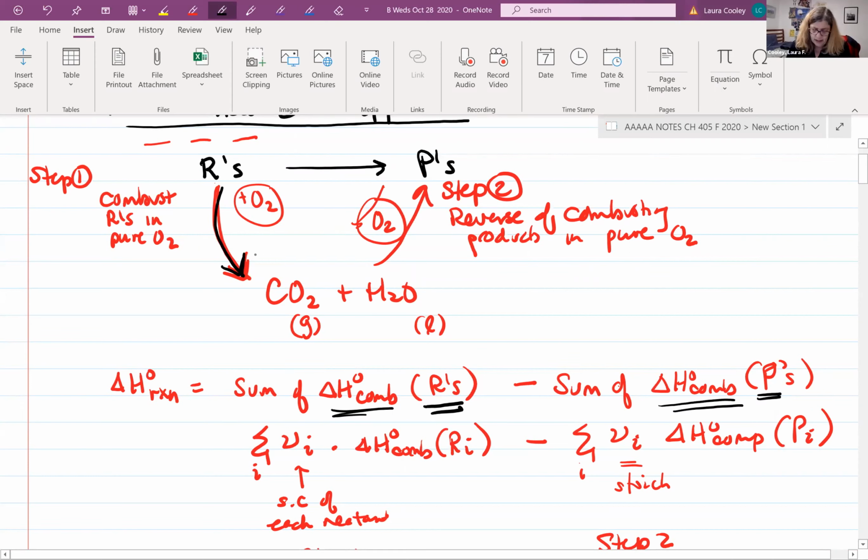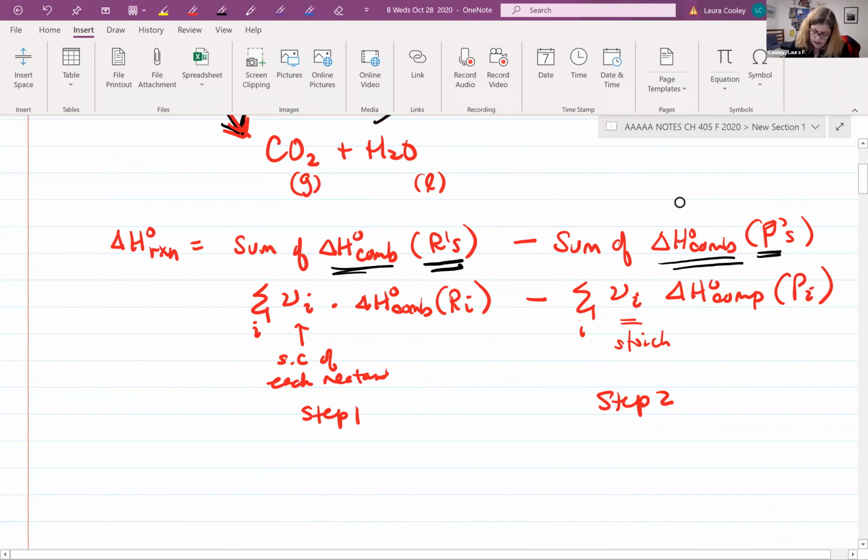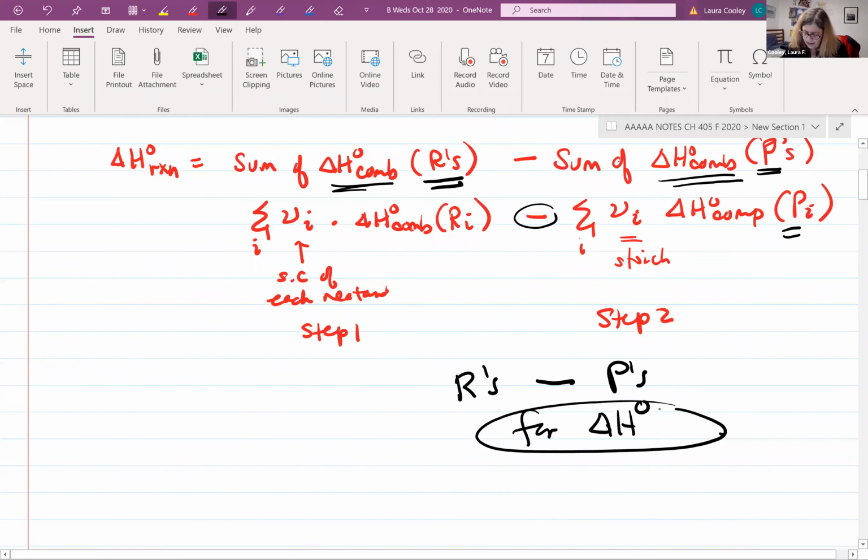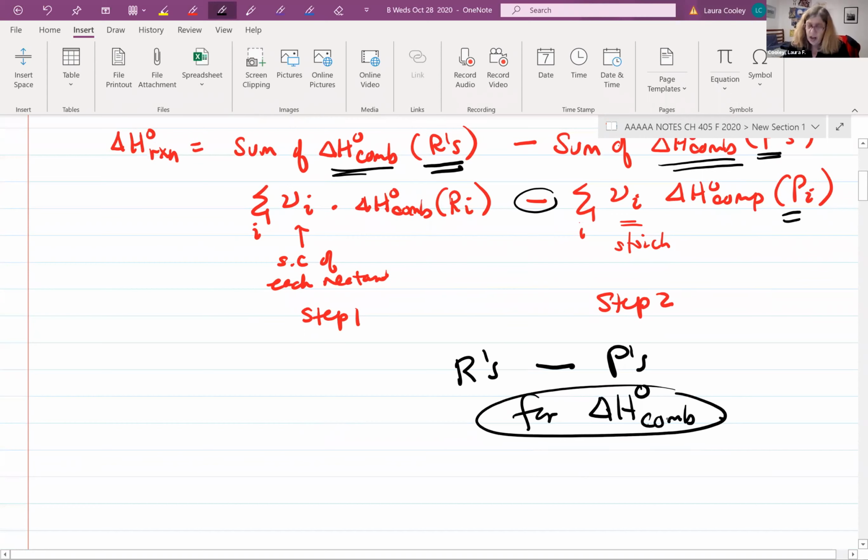This first step is combusting reactants. So it's going forward in the combustion of reactants, and reverse, right? This arrow here is the reverse of the combustion of the products. So that's why now the negative sign is in front of the products one. So that's something you have to remember. This is reactants minus products when you use heats of combustion. Okay, so just keep that in mind.